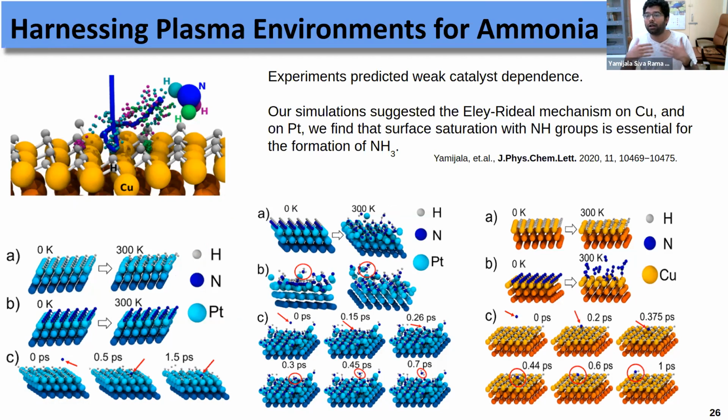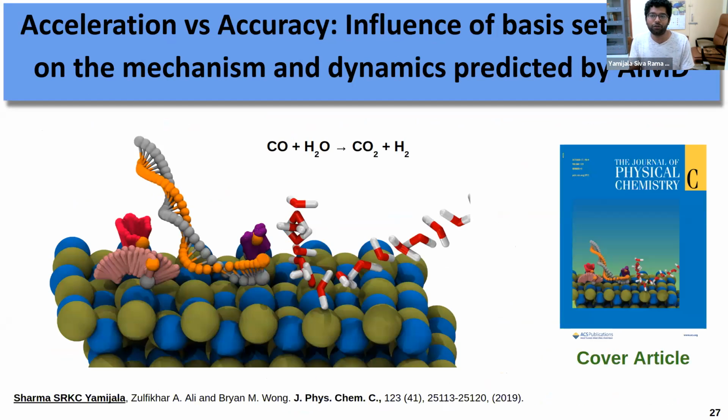So in this way, we can always understand different kinds of processes using ab initio molecular dynamics, which will be complementing, and sometimes they are superior even to the electronic structure methods like DFT that we are generally using. So here is another example where we have used the water gas shift reaction, but I'm skipping this part.